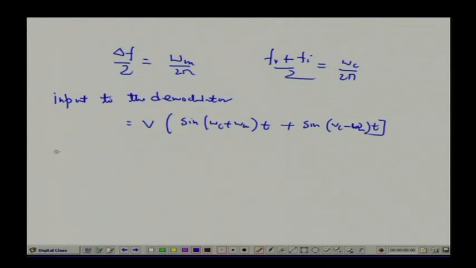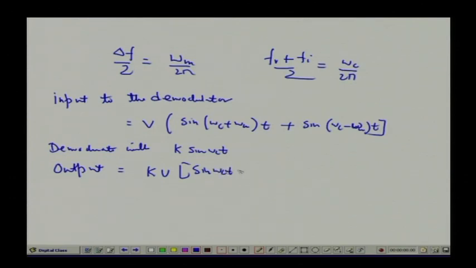If I demodulate with k sine omega c t, the output of the modulator will be k v sine omega c t sine omega c plus omega m into t plus sine omega c t into sine omega c minus omega m into t, right.